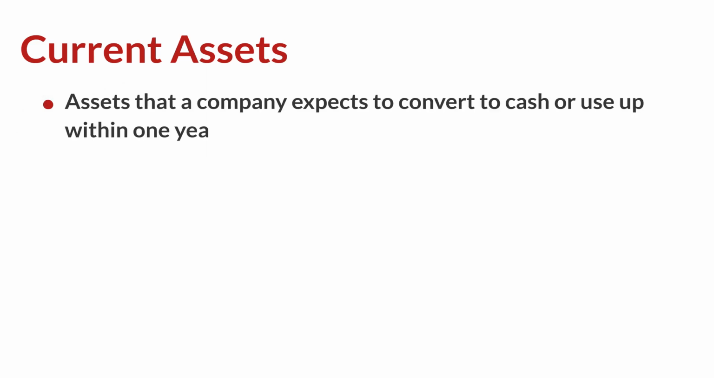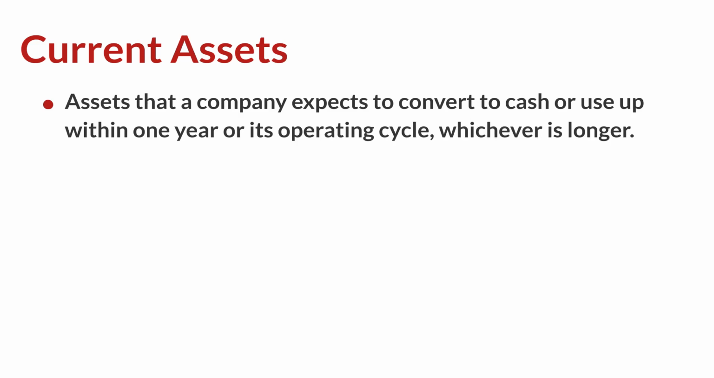Current assets are assets that a company expects to convert to cash or use up within 1 year or its operating cycle, whichever is longer. For most businesses, the cutoff for classification is 1 year from the balance sheet date. Some companies use a period longer than 1 year to classify both assets and liabilities as current because they have an operating cycle longer than 1 year.